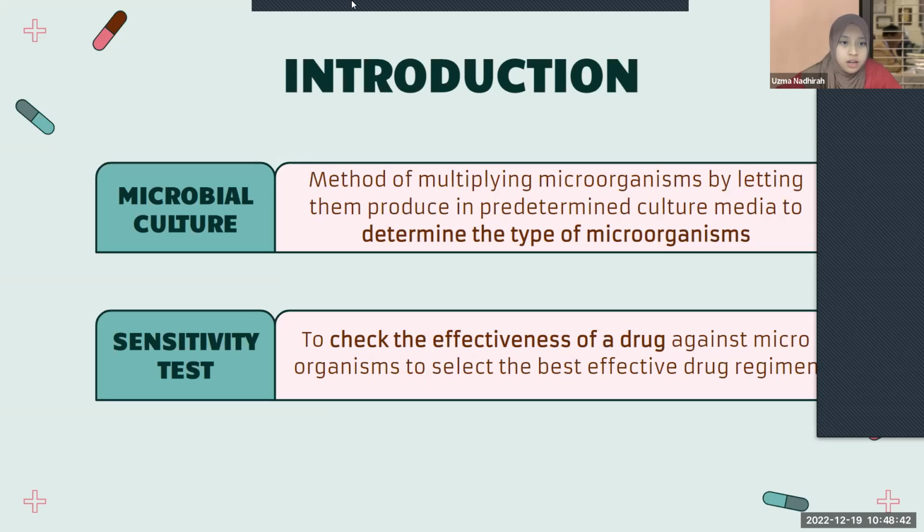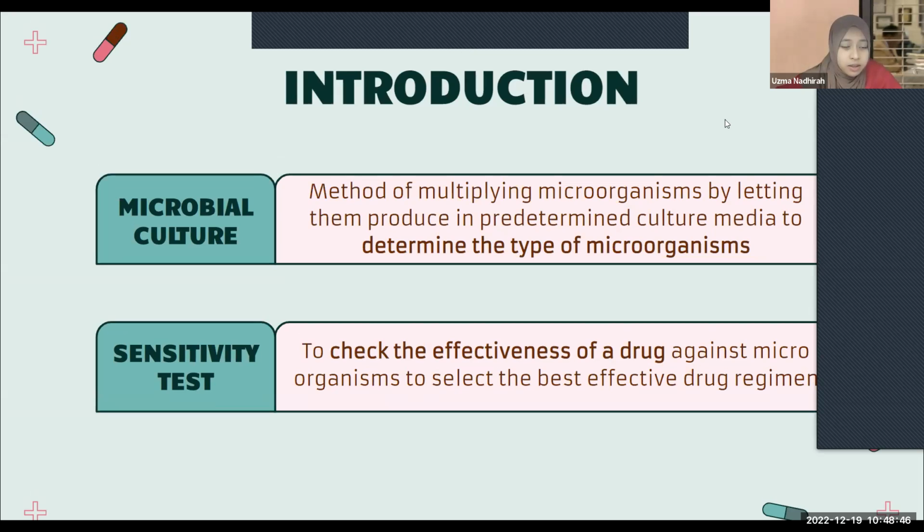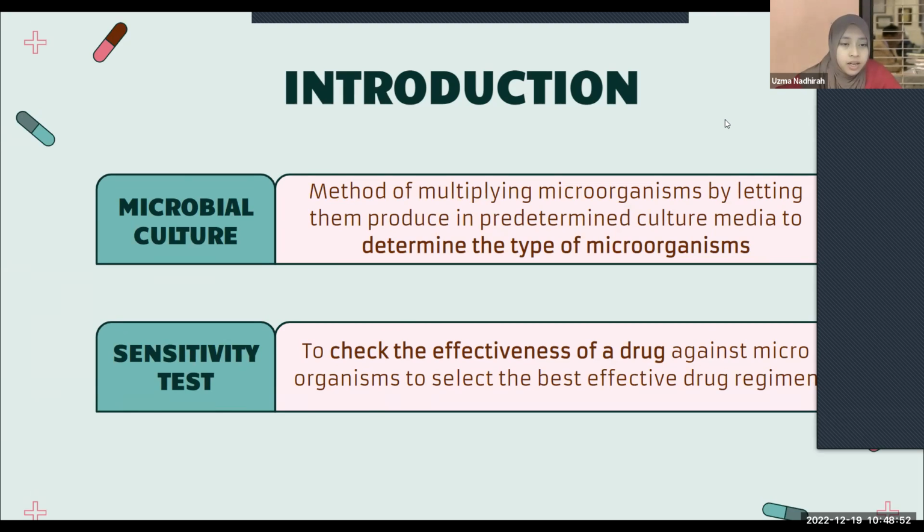Okay, just a brief introduction. Culture is the method of multiplying microorganisms by letting them grow in predetermined culture media. So we can determine the type of microorganism using culture, and for sensitivity, we can check the effectiveness of a drug against a certain microorganism to select the most effective drug.